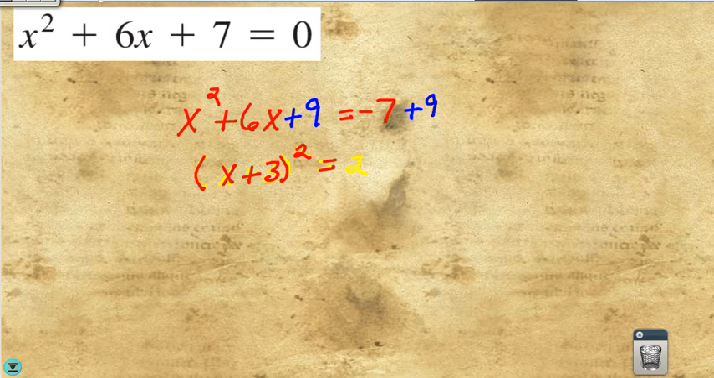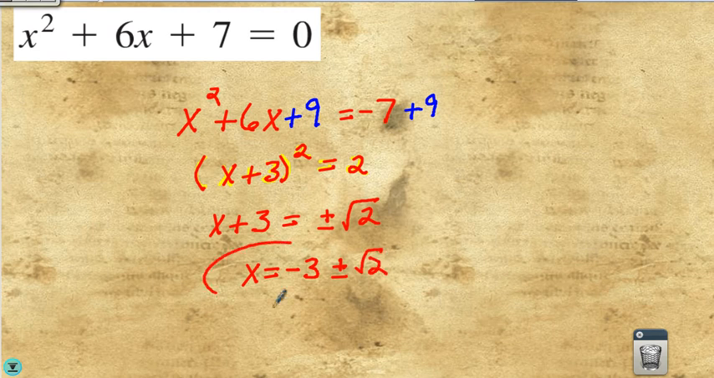Instead, to get rid of a square, square root the other side. Don't forget the plus and minus. So x plus 3 equals positive or negative root 2. Move the 3 over. X equals negative 3 plus or minus root 2. That's your two answers. Your first answer would be negative 3 plus root 2 if you want a decimal. Your second answer would be negative 3 minus root 2. You might like it. I don't know.